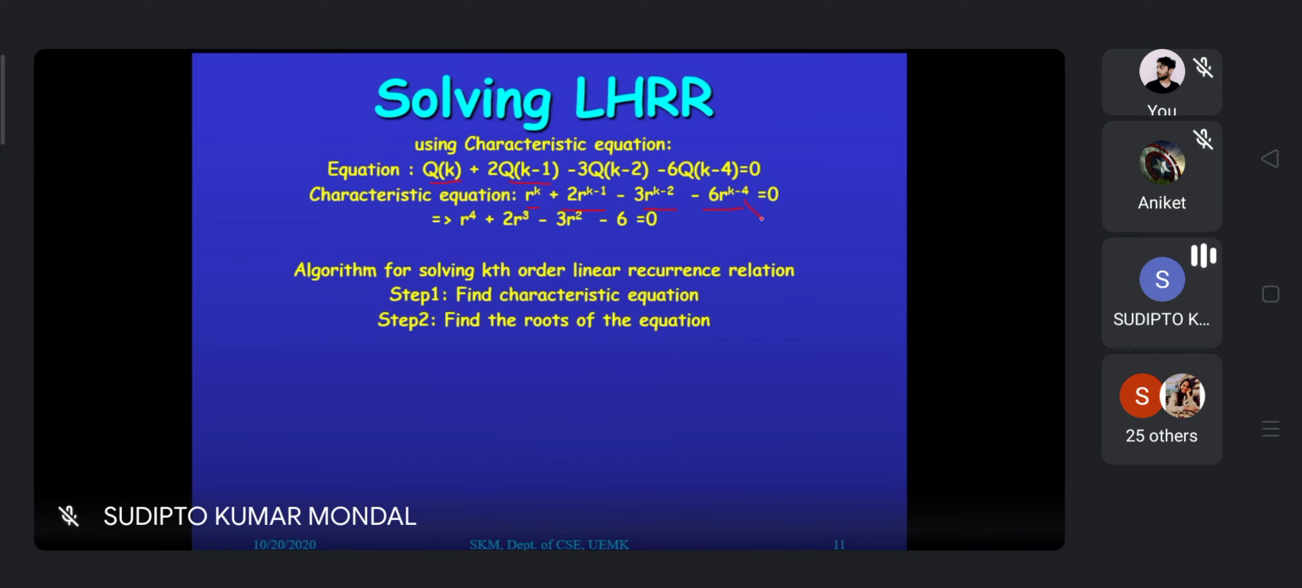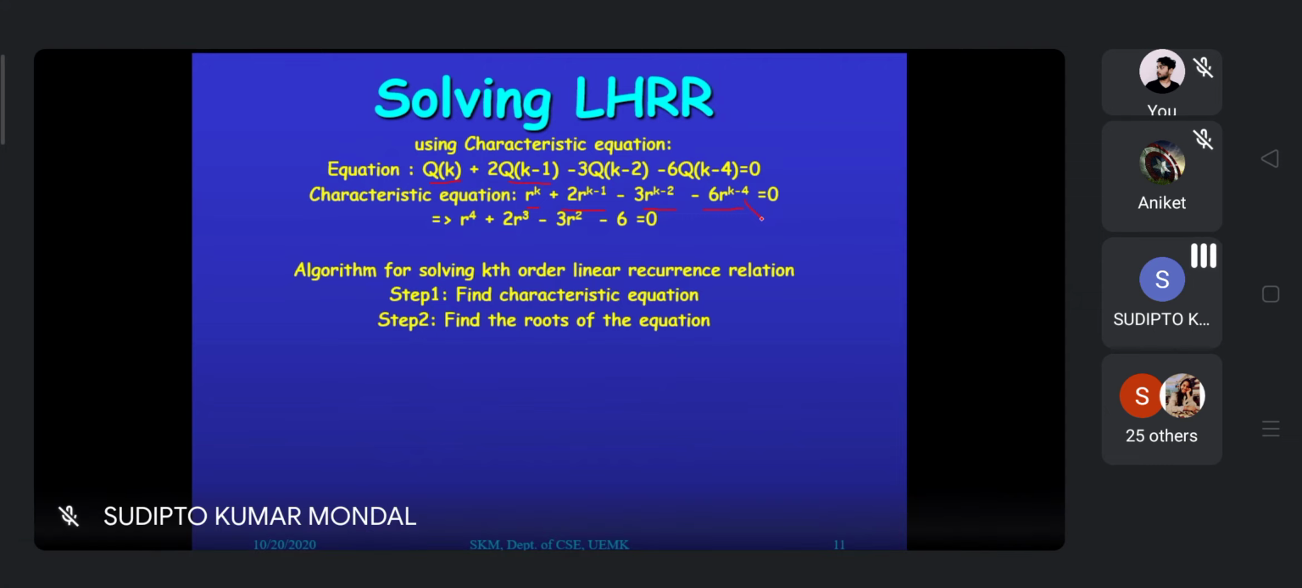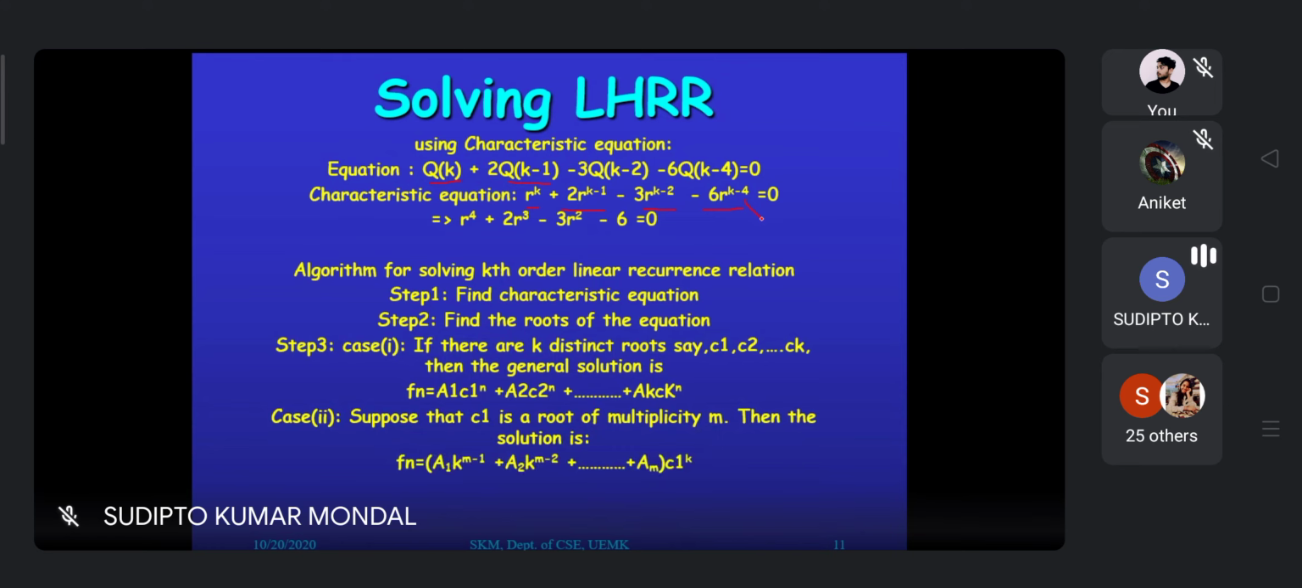Step 2 is saying find the root. So step 1 says find the characteristic equation, step 2 says find the characteristic root. Once you can determine the roots, then corresponding to those roots, certain rules are there, that is coming under step 3, case 1 and case 2. We will see that with respect to some example, and then finally with step 4 we will determine certain values or the solution. So this is the rule of solving a linear homogeneous recurrence relation.